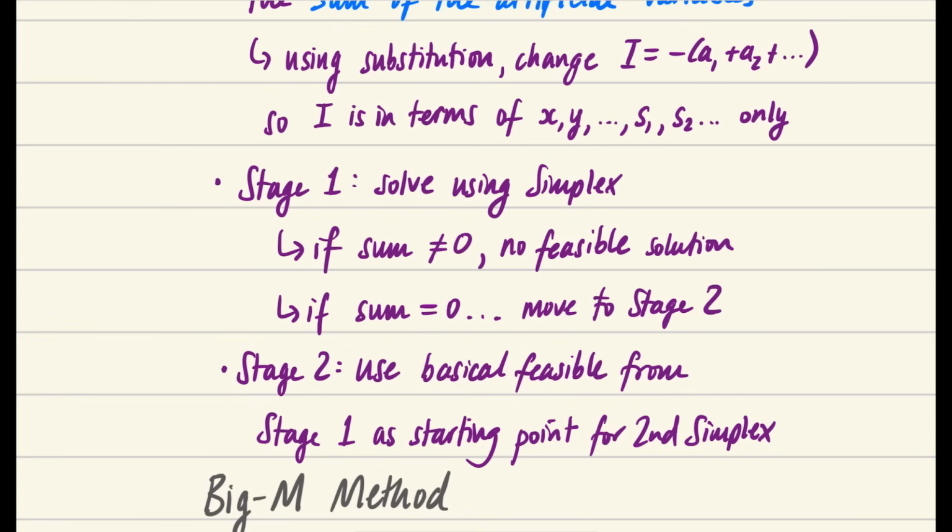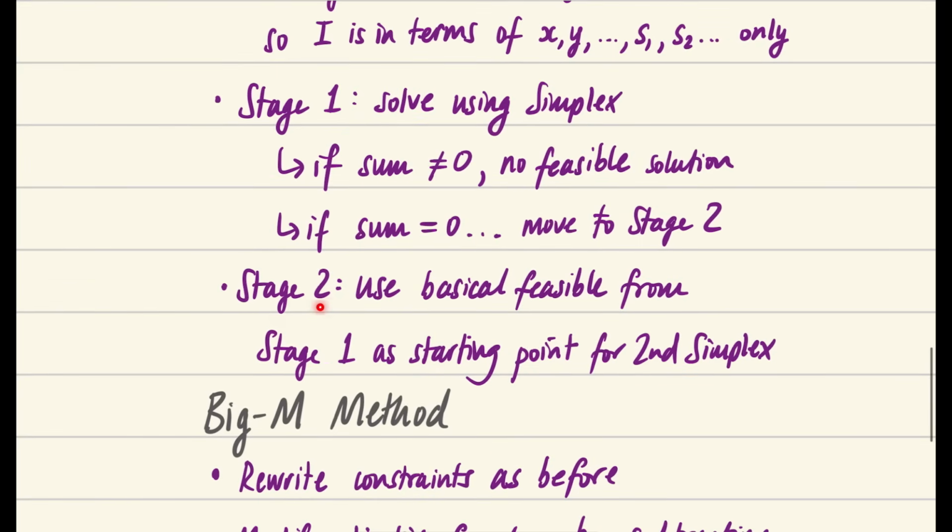If the sum is equal to 0, in other words, these artificial variables have gone to 0, we can move to stage 2. With stage 2, you can use the basic feasible solution from stage 1 as the starting point for the second simplex that you have to go through, which is a very, very long process. So basically, if they are equal to 0, that represents a basic feasible solution, and you can continue with that to do one more simplex method process, and that should find your optimal solution.